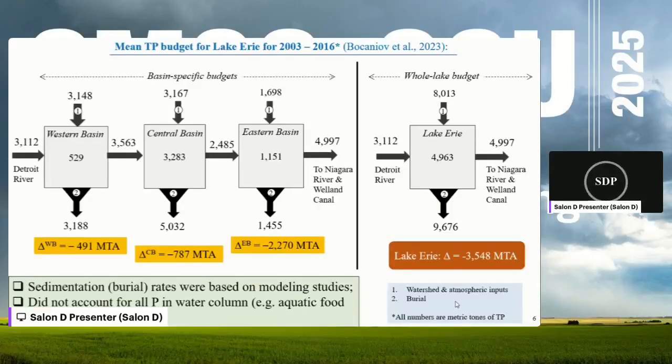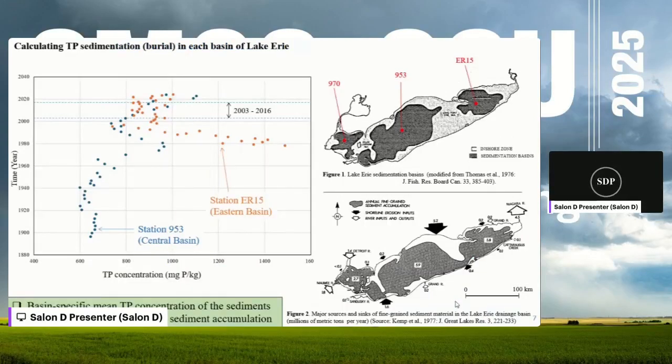And also for this budget, the sedimentation burial rates were based on modeling studies, so they were not actually what was observed. And in that study, we didn't account for all P in the water column. We only considered phosphorus in the water phase. But we know that the aquatic food web may contain lots of phosphorus. So we decided to update this budget with those.